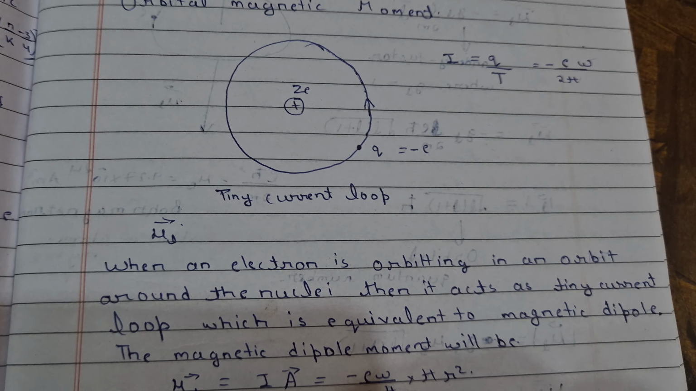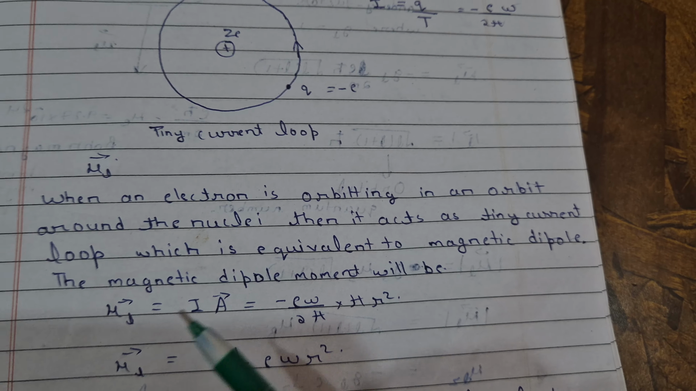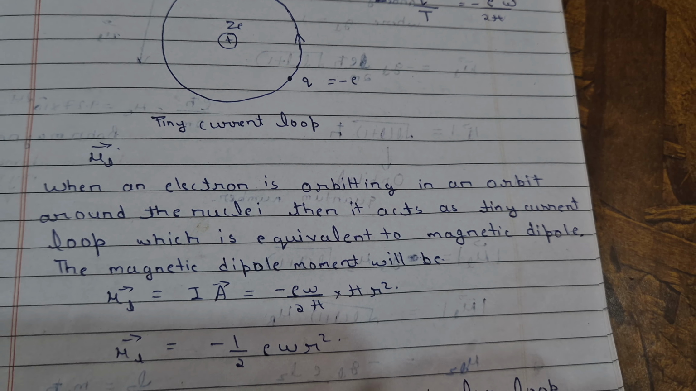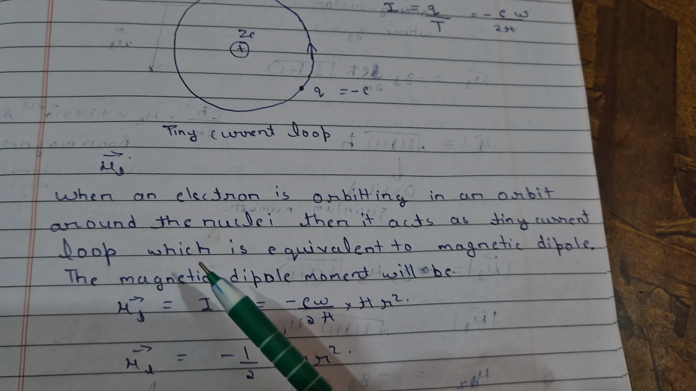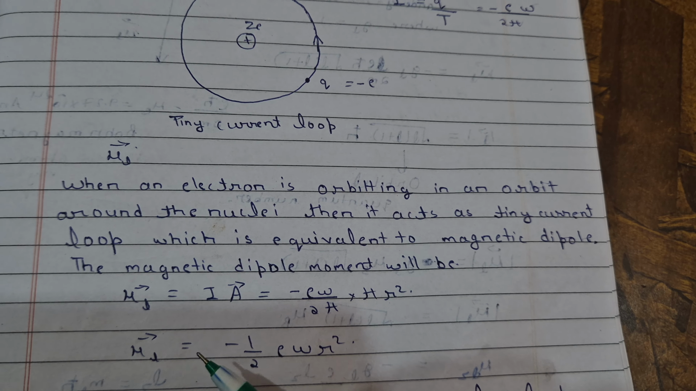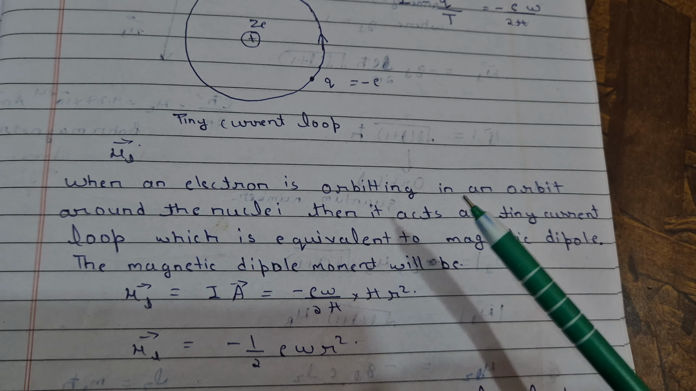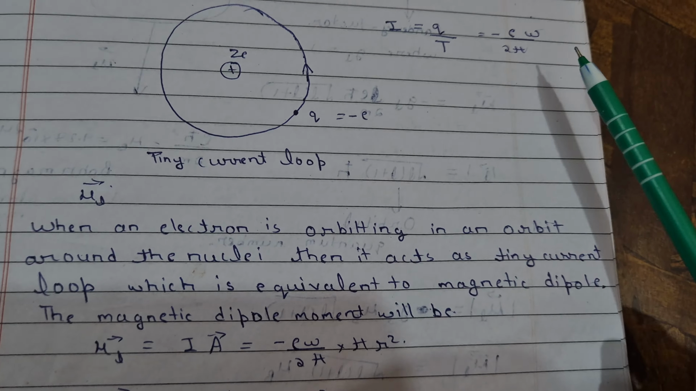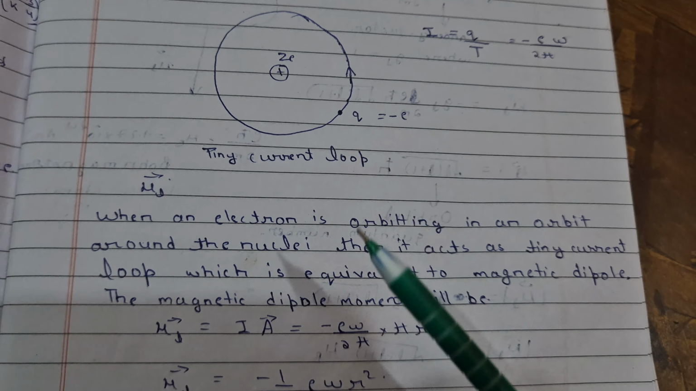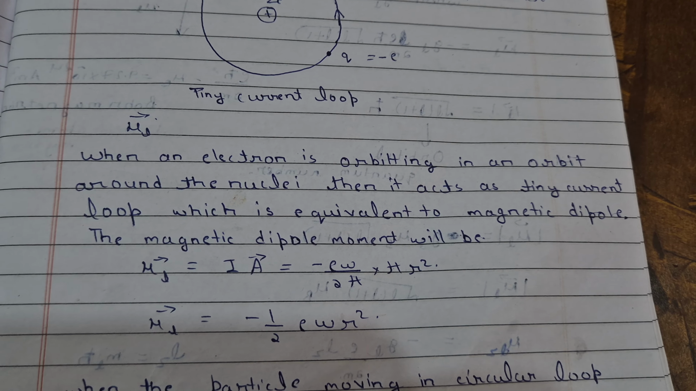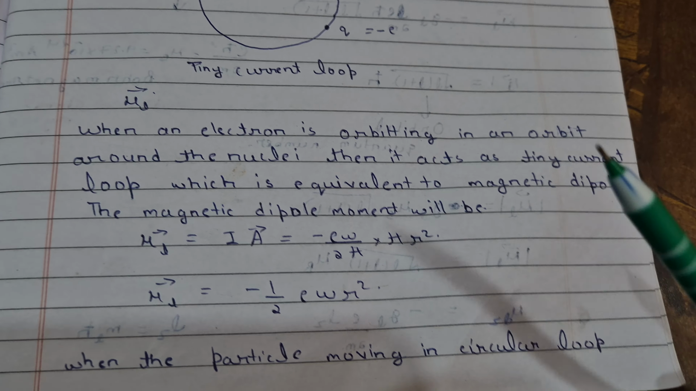When an electron is orbiting around the nucleus, it acts as a tiny current loop, as I told you, which is equivalent to a magnetic dipole. The magnetic dipole moment is current into area. The current will be this, multiplied by the area, pi r squared, if the radius is r. So this will be your magnetic dipole moment.